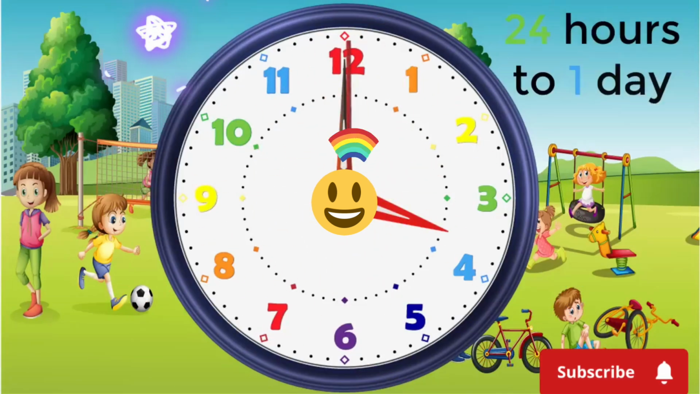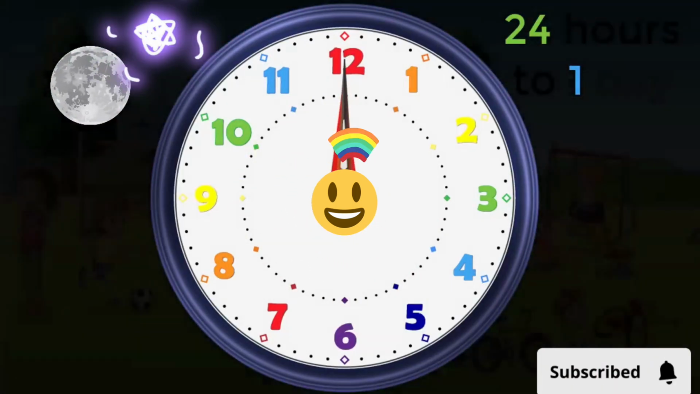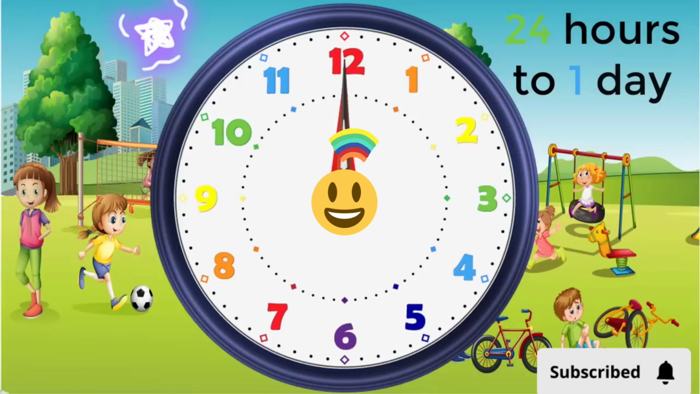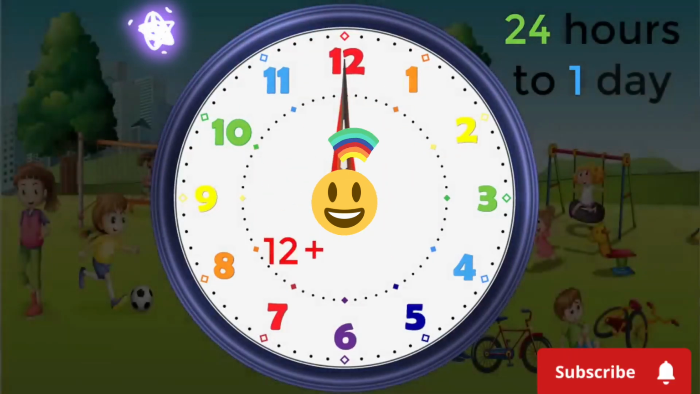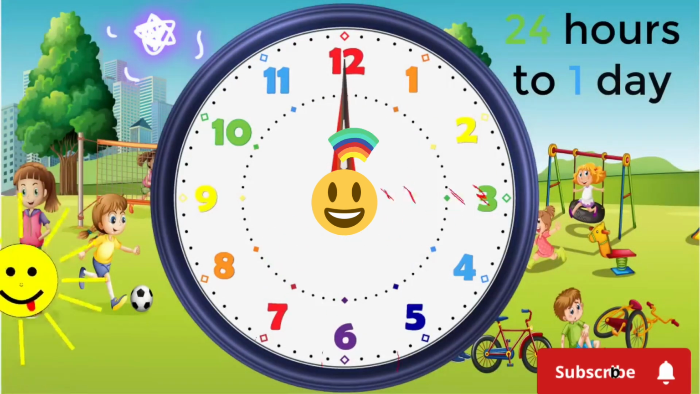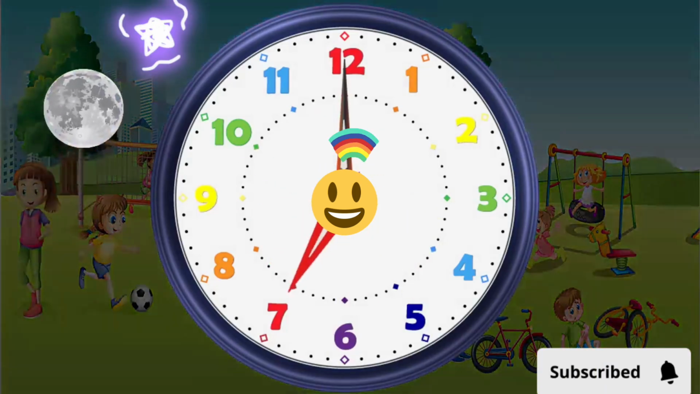There is 24 hours to 1 day. 12 o'clock at night to 12 o'clock midday. Then, back to 12 o'clock at night. 12 plus 12 equals 24. So, you can have a 7 o'clock in the morning and a 7 o'clock at night.